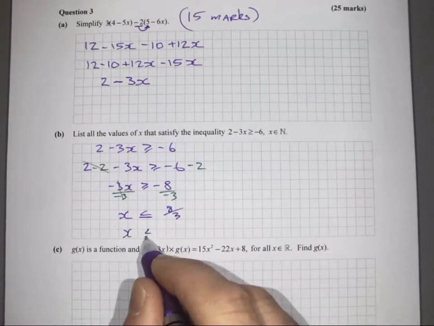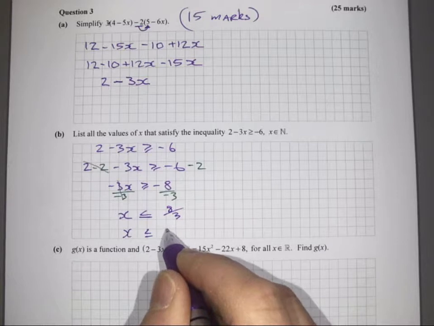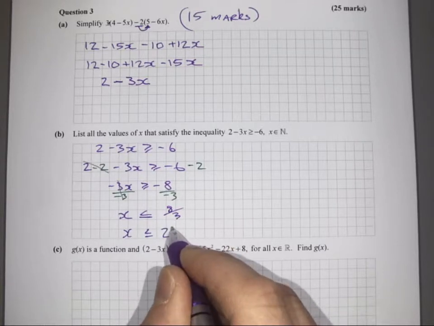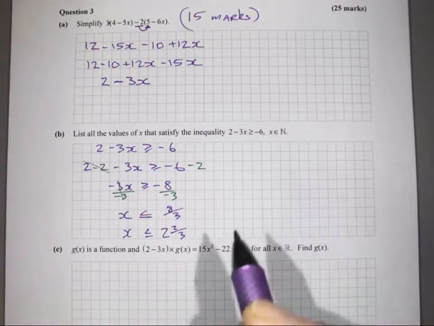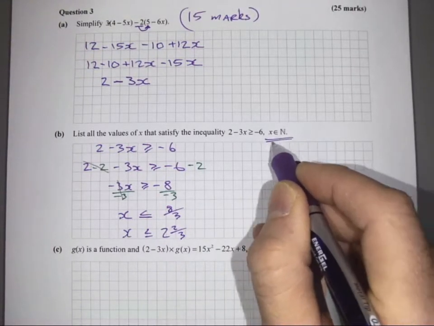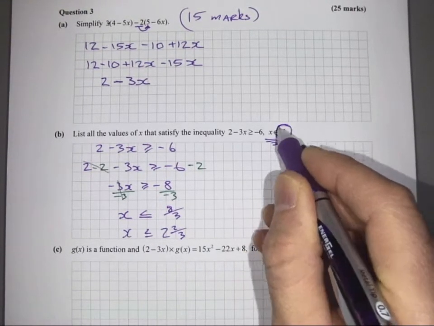Or x is less than or equal to, 3 will go in there 2 times. 2 3s are 6 with 2 left over. 2 and 2/3. X is less than or equal to 2 and 2/3. But looking at the question, x is an element of big N here, natural numbers.